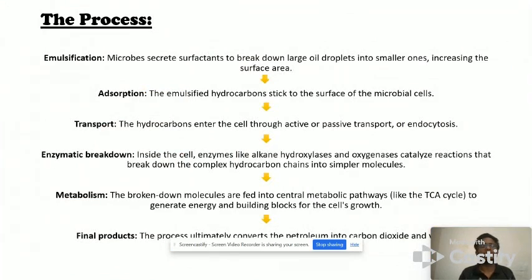So the general process involved in this degradation of petroleum hydrocarbons is as follows. Microbes secrete surfactants to break down these large oil droplets into smaller ones, increasing the surface area.